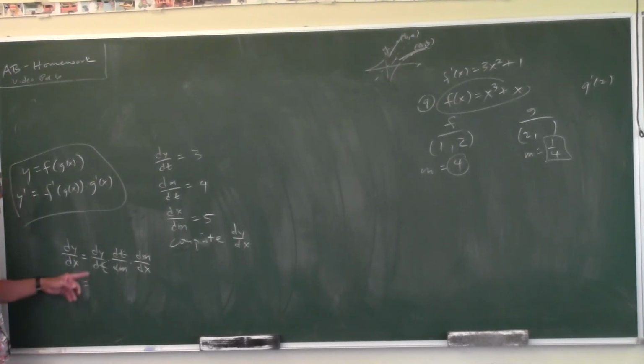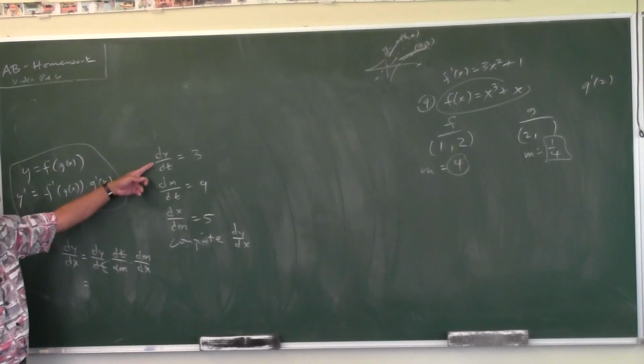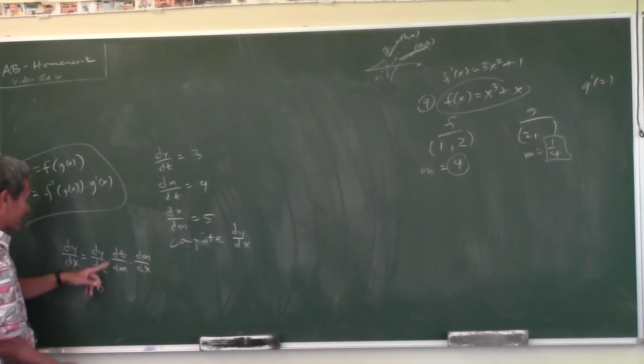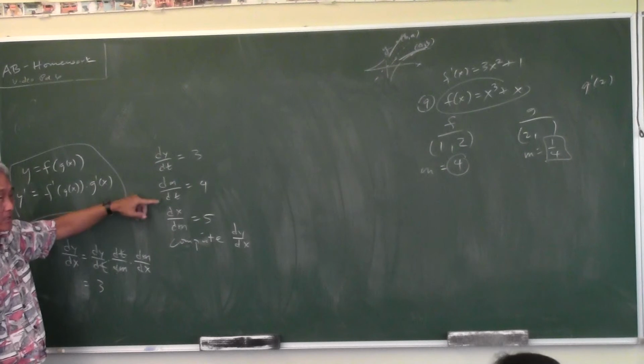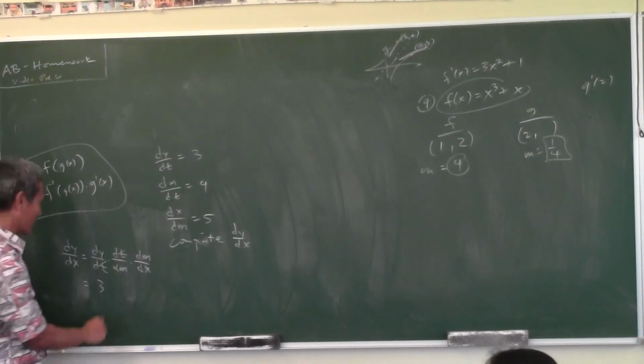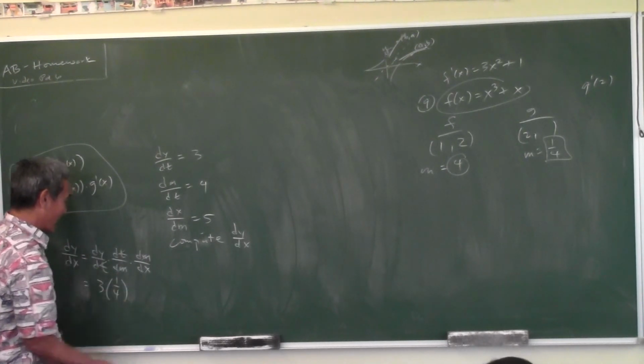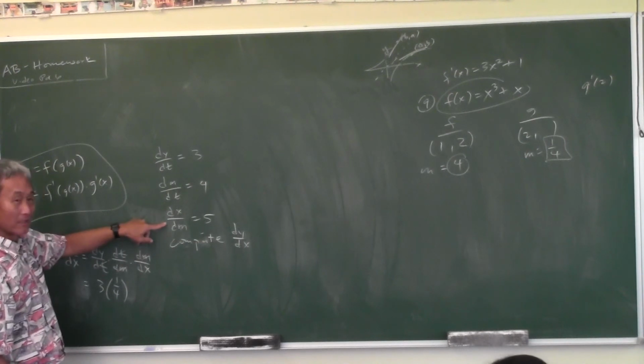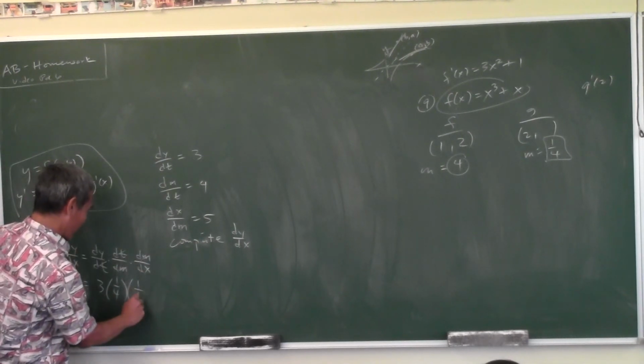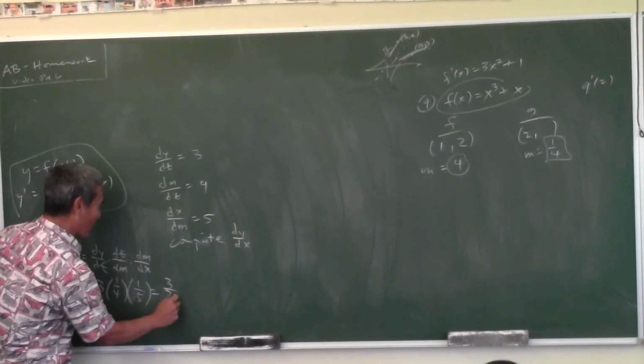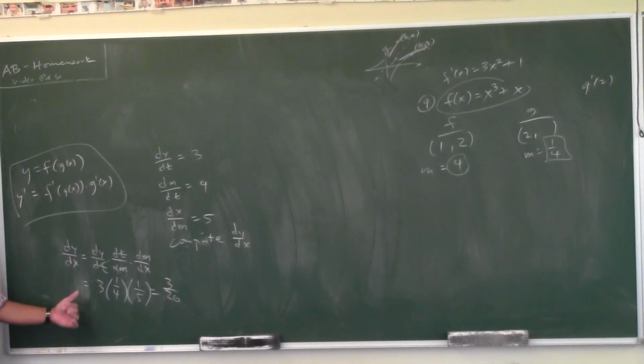Okay? So, what is dy/dt? Look at this. 3. What is dt/dm? Well, this is dm/dt, so what is dt over dm? 1/4. Yeah, it's 1/4. It's the reciprocal. And then what is dm/dx? 1/5. Yeah, 1/5. So your final answer is going to be 3 over 20. You guys understand that? You can treat it like everyday fractions.